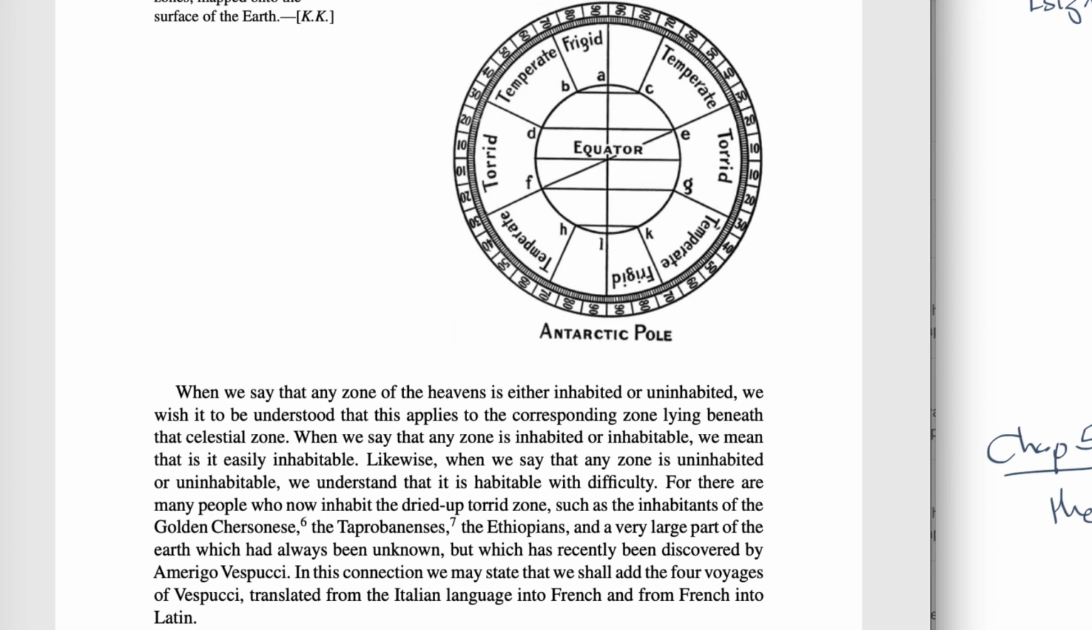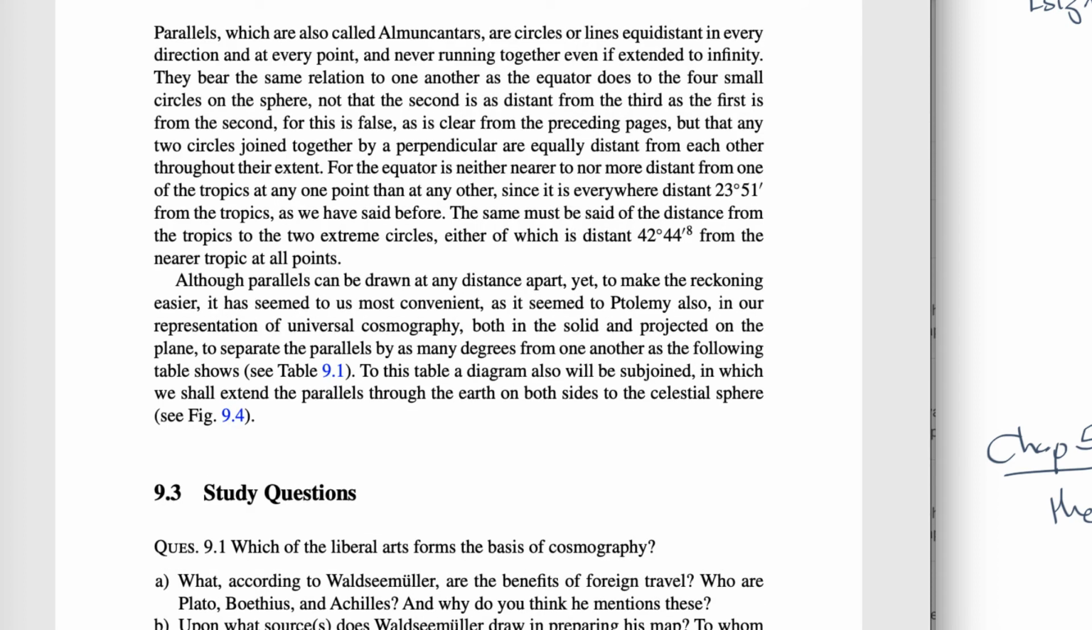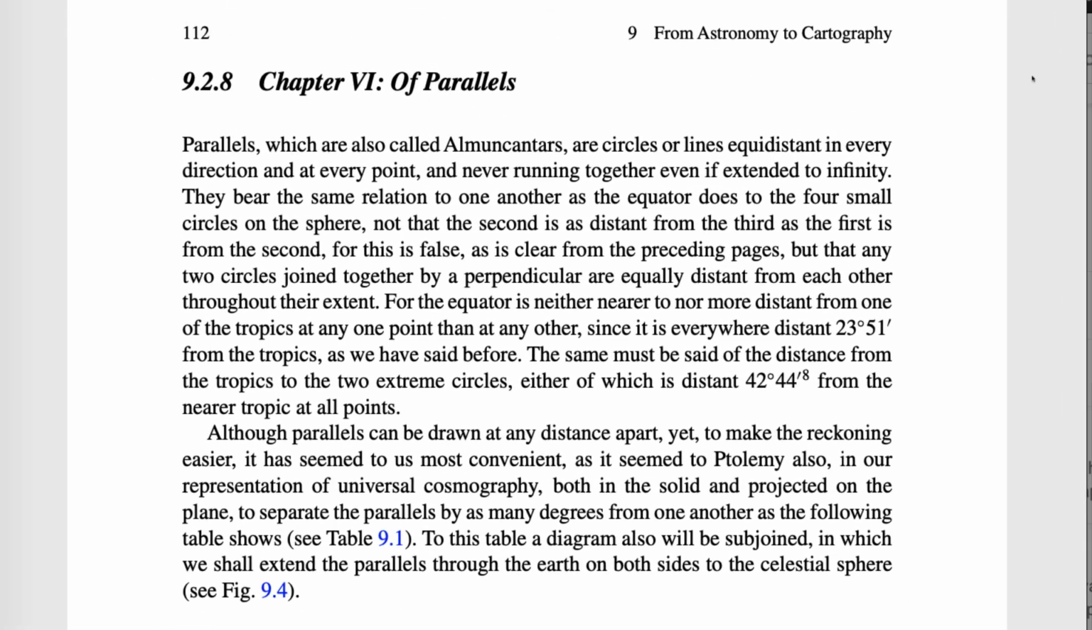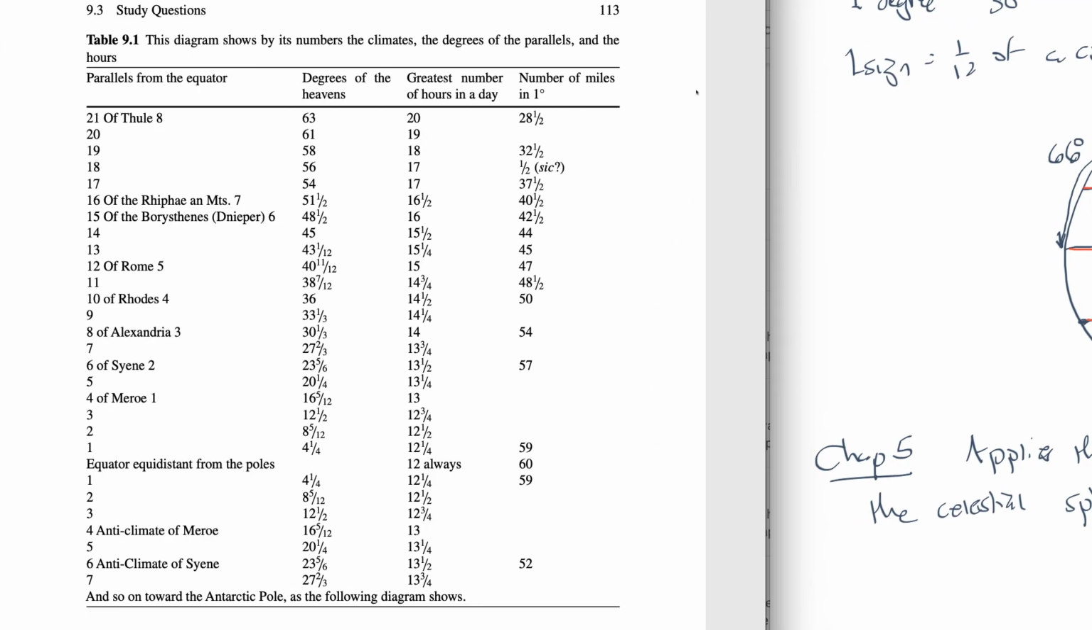Okay, so we've got the Torrid Zone between zones E and G, and then zone 4 would be another temperate zone in the southern hemisphere, and finally the frigid zone on the bottom pole of the Earth. Okay, and then finally in chapter 6 of parallels, he says parallels, which are also called almucantars, are circles of lines equidistant in every direction and at every point, and never running together, even if extended to infinity. So he's talking here about something we would now call the lines of latitude, although he shows in table 9.1 a number of these different latitudes.